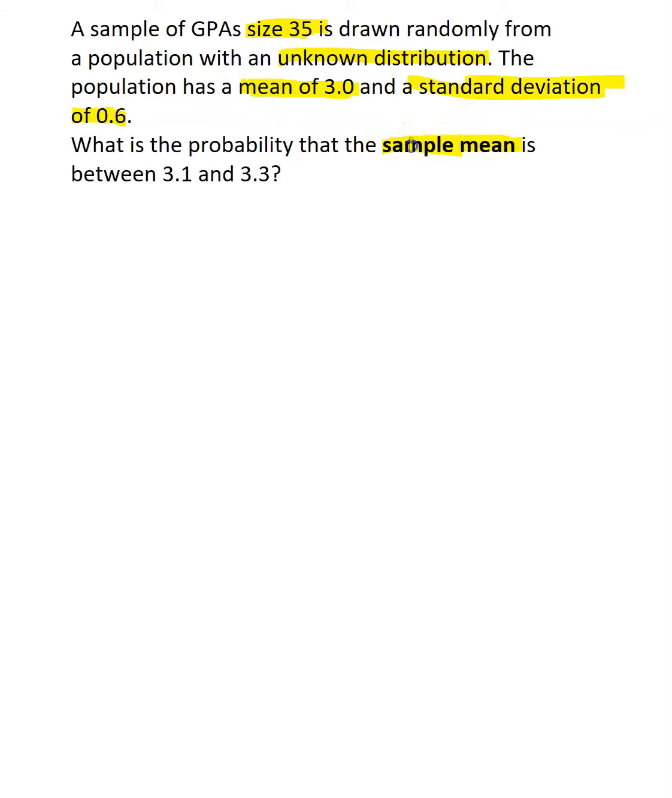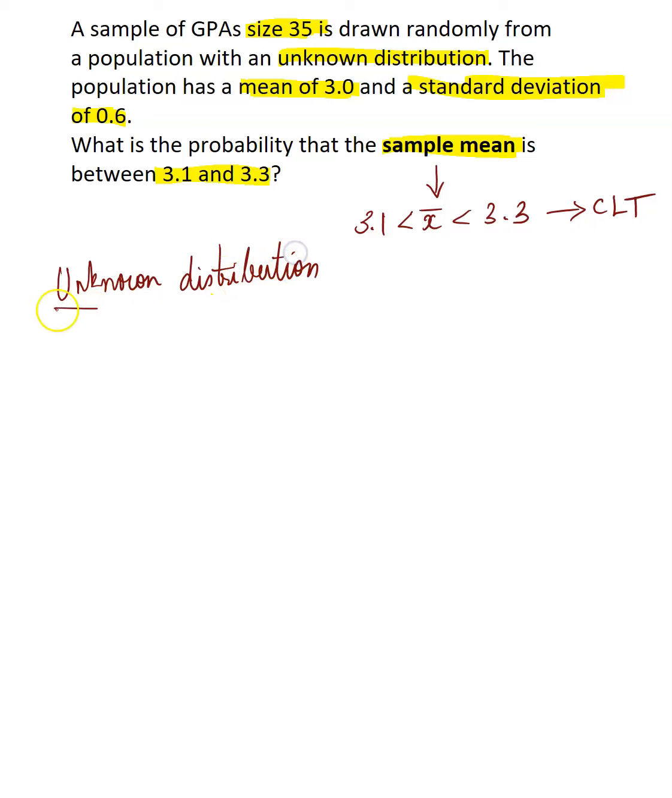For us to find the sample mean lies between 3.1 and 3.3. Sample mean means x bar lying between 3.1 and 3.3, which means we're talking about CLT. Unknown distribution. It's a good idea for you to pause the video and do it on your own. 35, so it's more than 30, that's good.